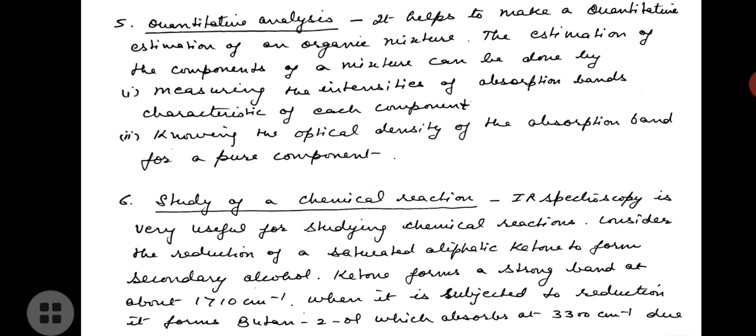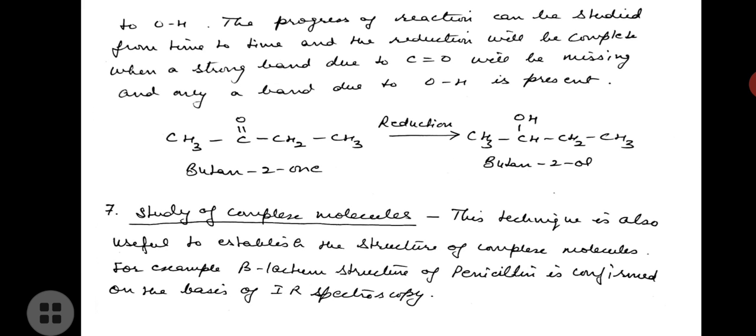Ketone forms a strong band at about 1710 cm⁻¹. When it is subjected to reduction, it forms butan-2-ol, which absorbs at 3300 cm⁻¹ due to OH. The progress of the reaction can be studied from time to time, and the reduction will be complete when the strong band due to C=O will be missing and only a band due to OH is present.